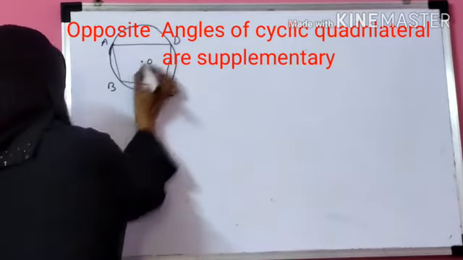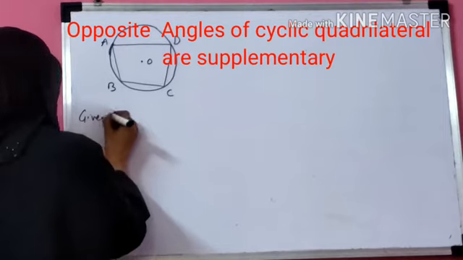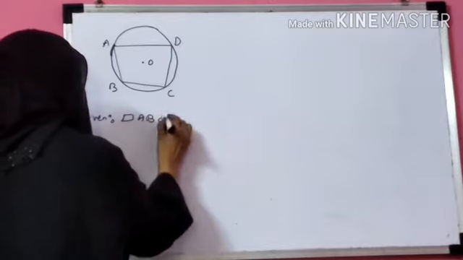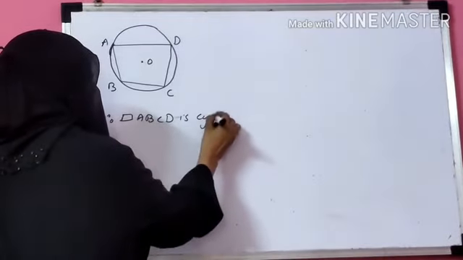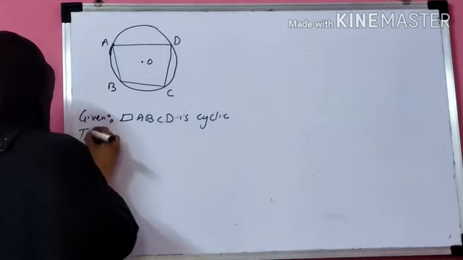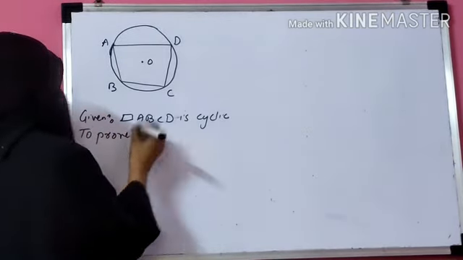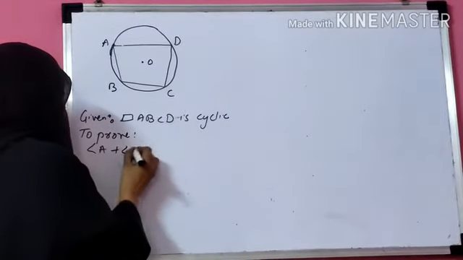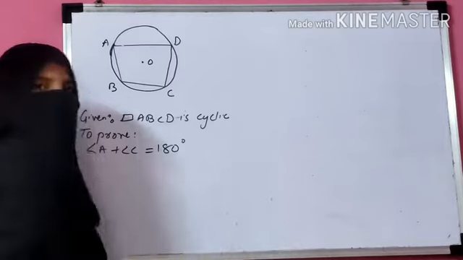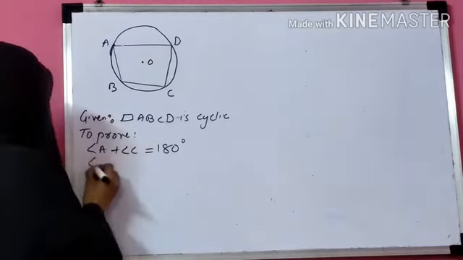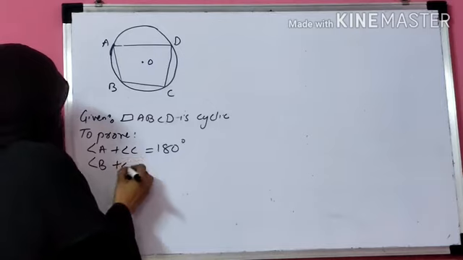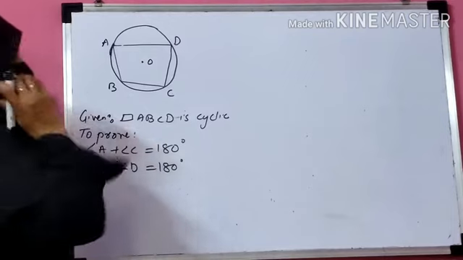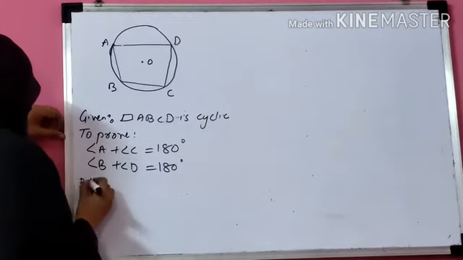Okay, so let's start. Given: quadrilateral ABCD is cyclic. Now to prove, you have to prove that opposite angles, that means angle A plus angle C, is equal to 180. Opposite angles of a cyclic quadrilateral are supplementary. Then angle B plus angle D is equal to 180. Got it? So let's start the proof.